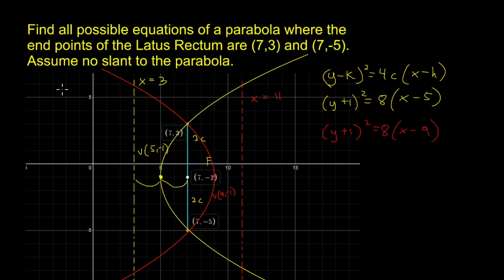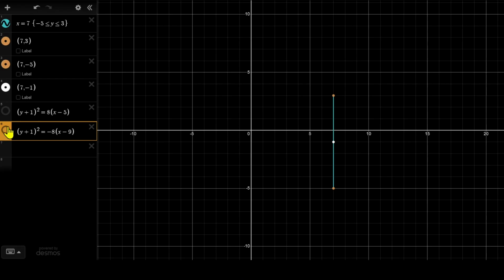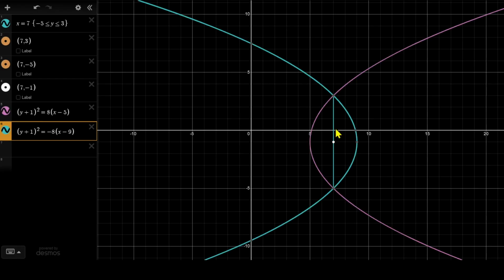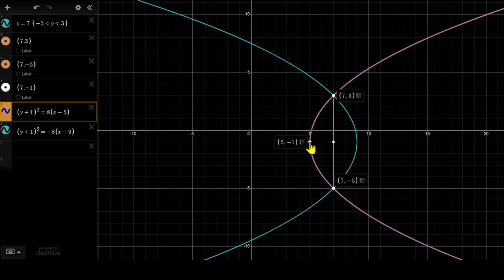Now we will go over to Desmos and make sure this actually works. Now here we are on Desmos, and we will put in the two parabolas. So you'll see that each of these, they go through (7, 3) and (7, -5). And here is the vertex of the first one, and here's the vertex of the second one. And we've got all our points in here.